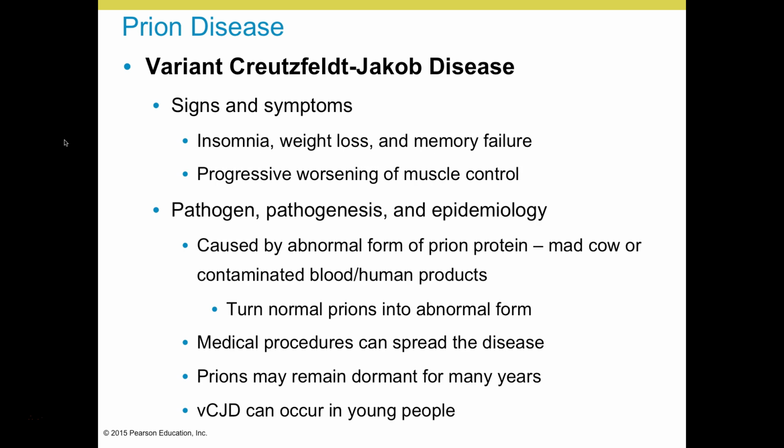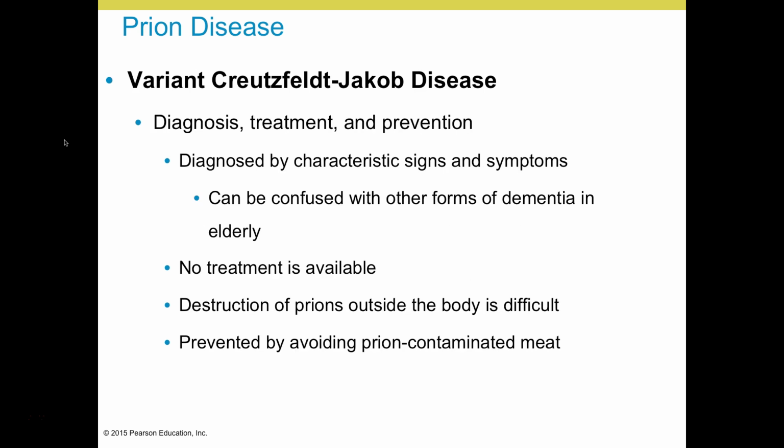The normal prions become abnormal, and it's fatal because it forms spongiform cells in the brain. This is also misleading. Sometimes they think this is just a type of dementia, but it's not.